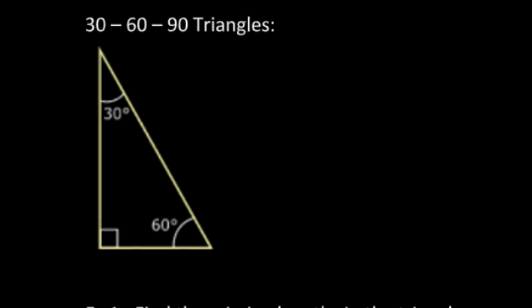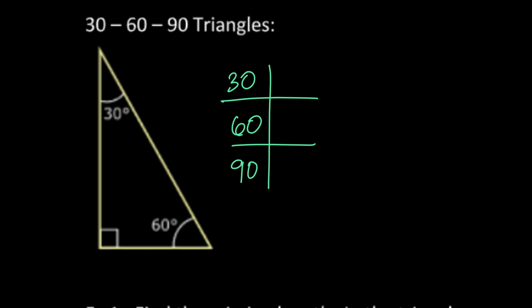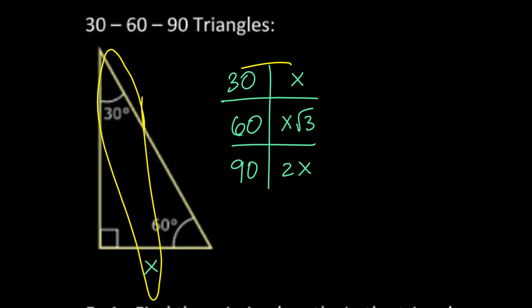30, 60, 90 is the same process, but with different numbers inside of your chart. So instead of having 45, 45, 90, we're going to have 30, 60, 90. And instead of having x, x, x square root 2, you're going to have x, x square root 3, 2x. So this means across from the 30 is a what? An x. And across from the 60 is what?